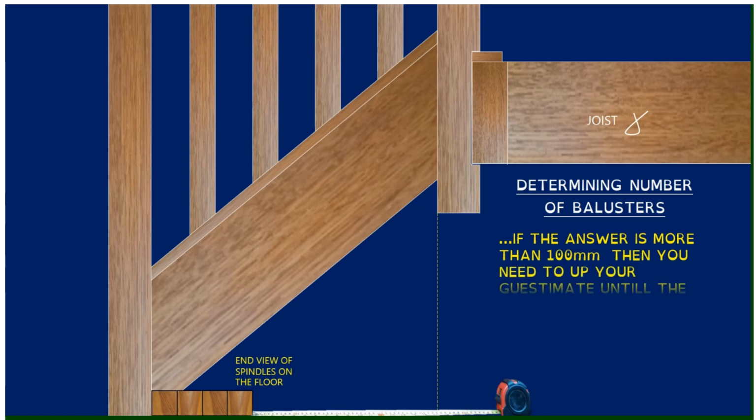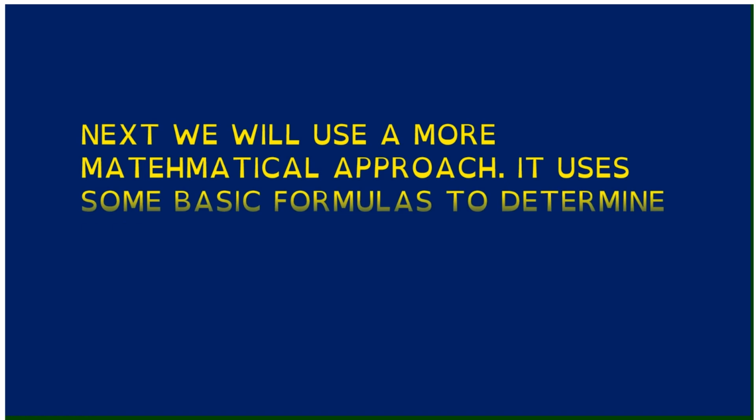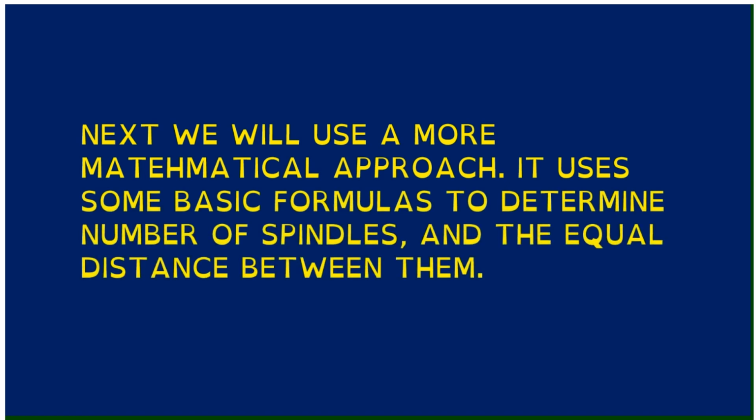And if the answer is more than 100 millimeters, then you need to up your guesstimate until the answer or daylight is 100 millimeters or less. Regulations stipulate that it has to be less than 100 mil, so that's why. So next we're using a more mathematical approach. So that'll involve some basic formulas here.